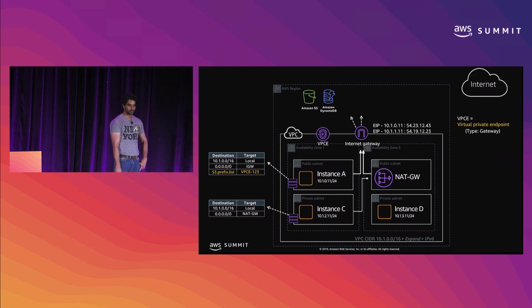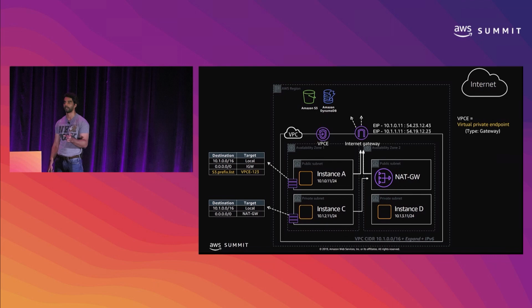You have to create a route table entry saying my next hop is S3, right? So you use a prefix list, just something which is made available to you once you create the endpoint. And that's the destination. My next hop is the gateway VPC endpoint, right?